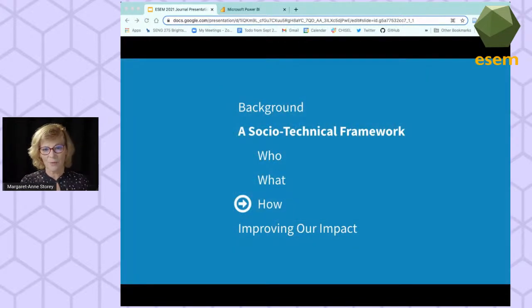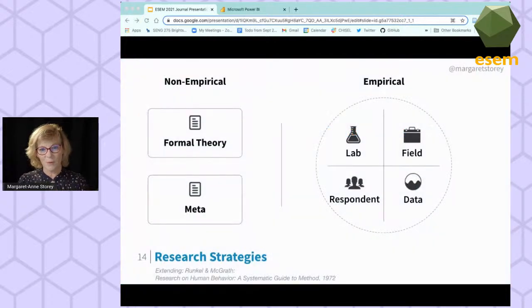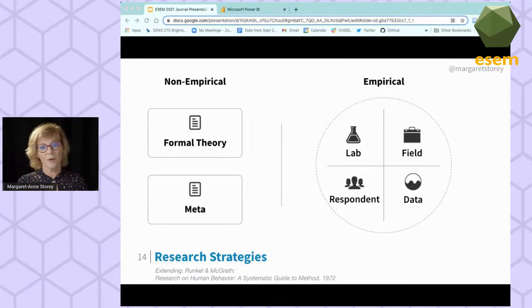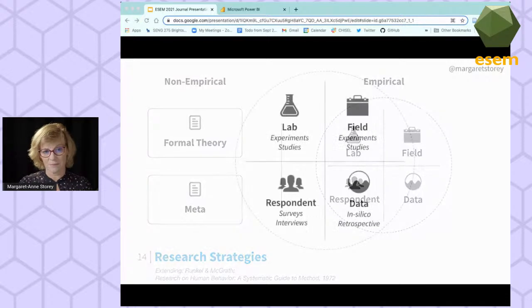So finally, we consider the last part of the framework, which is concerned with how research is conducted and which strategies are used. We can think about strategies in terms of non-empirical, which I show on the left here, and also empirical research strategies. Non-empirical are those papers that use formal theory in some way or conduct meta research, for example, a literature review. And on the right, we see the four types of empirical strategies. Let me drill into those.